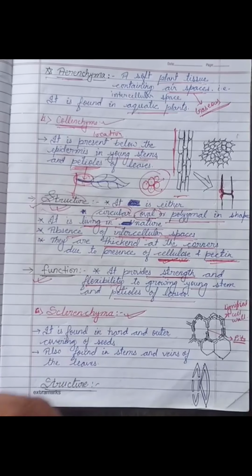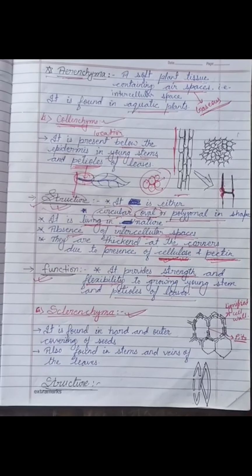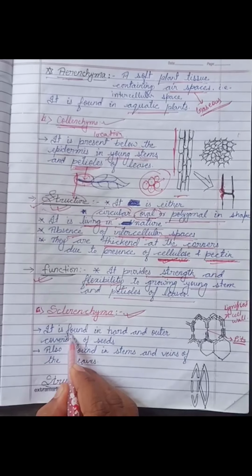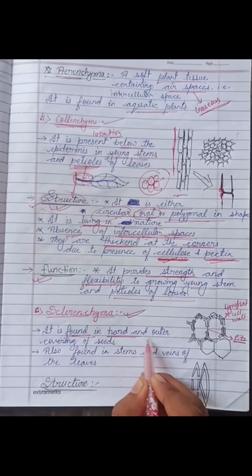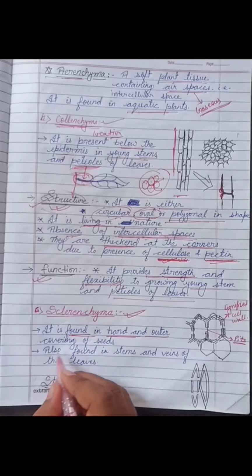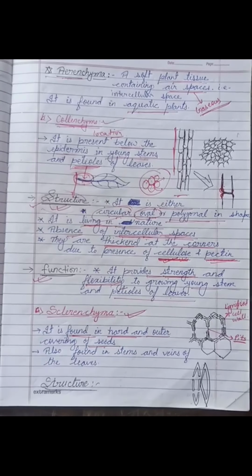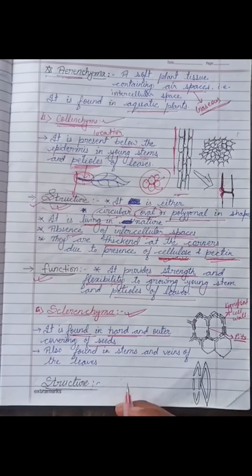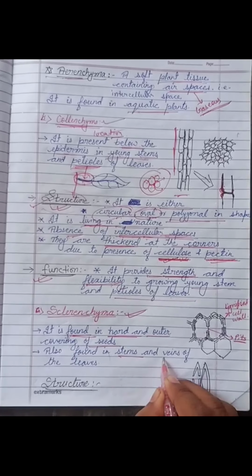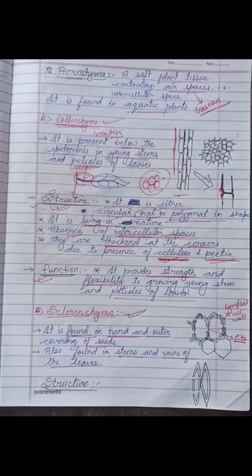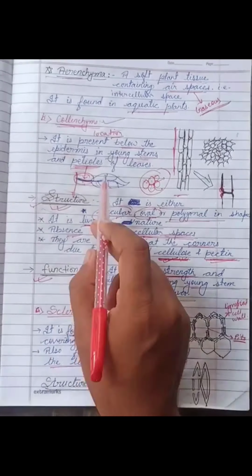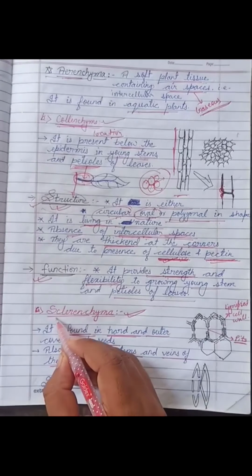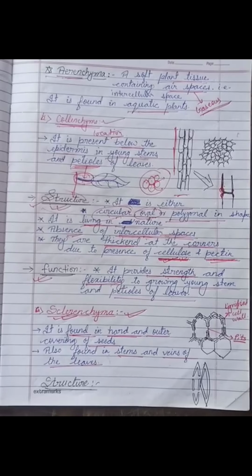And here it is the location. Location means where it is found. It is found in each and every hard and outer part, the outer covering of the seeds. It is also found in the stem and veins of the leaves. It is veins, you can simply see here. It is the veins in which sclerenchyma is found.